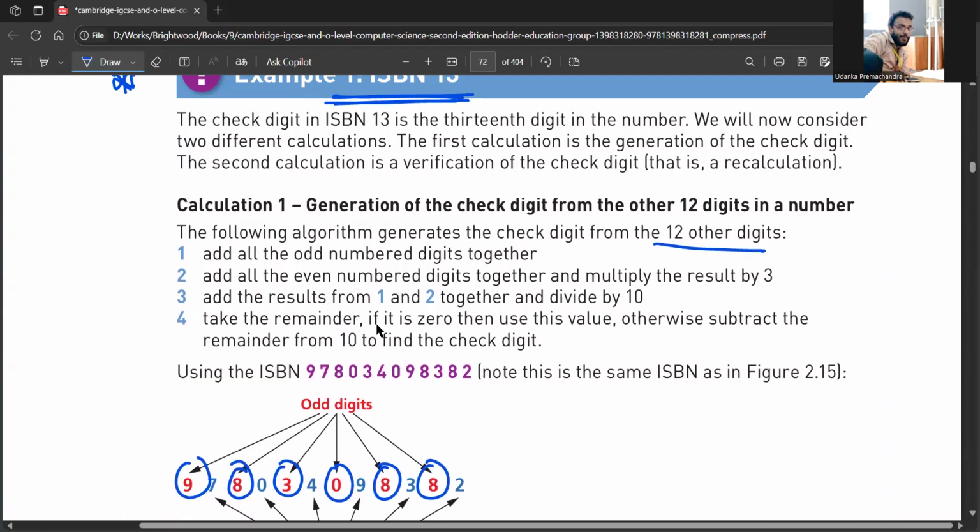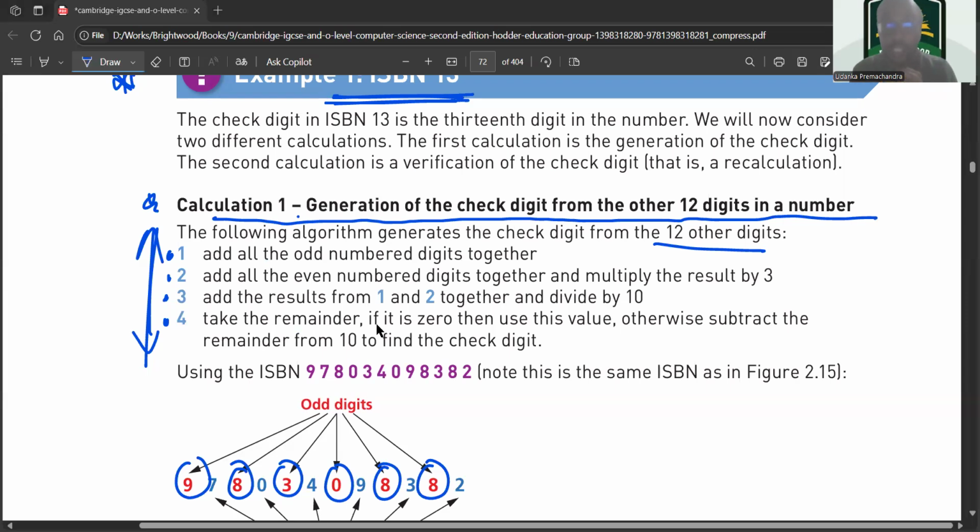First of all, write down these things. Here is the calculation of the check digit from a 12 digit number. Write down this part. We will discuss the example on the next day. Quickly write all 4 parts. First of all, write them down.